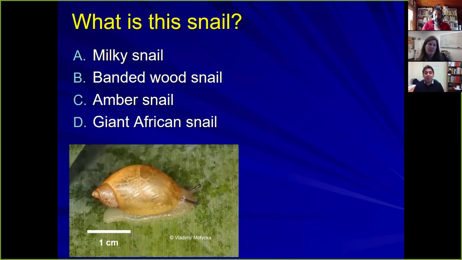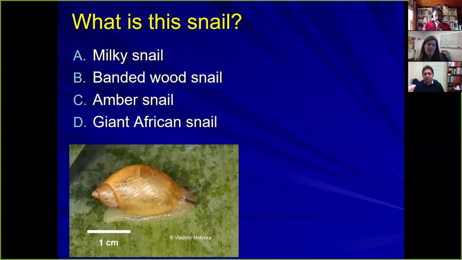Another good way to identify it, at least in my mind, is that if you pick a specimen up, it looks like the shell is a little bit too small for the body of the snail. And these snails are major pests in the Pacific Northwest, particularly in plant nurseries.